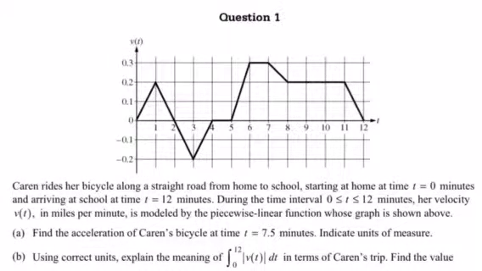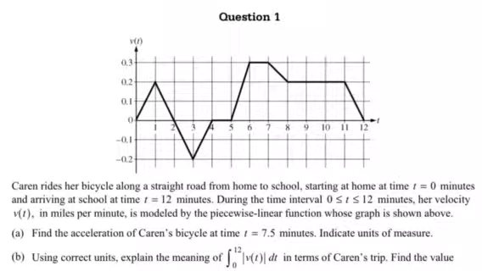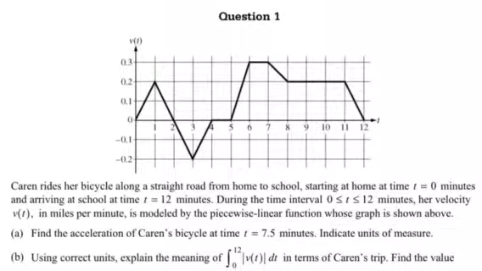For question 1, it states, Karen rides her bicycle along a straight road from home to school, starting at home at time t equals 0 minutes and arriving at school at time t equals 12 minutes. During the time interval 0 is less than or equal to t and t is less than or equal to 12 minutes, her velocity v of t in miles per minute is modeled by the piecewise linear function whose graph is shown above.